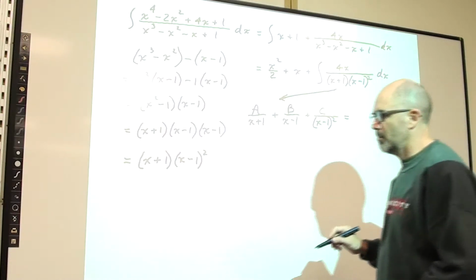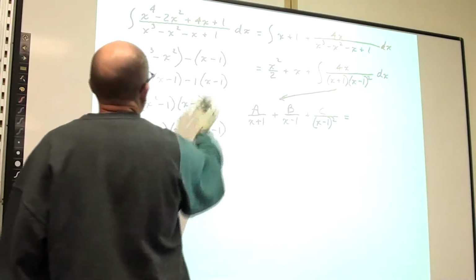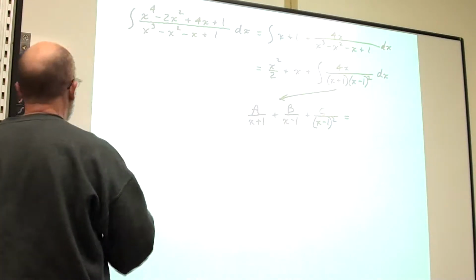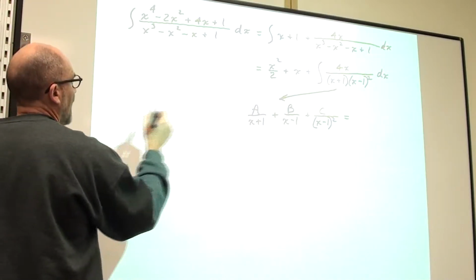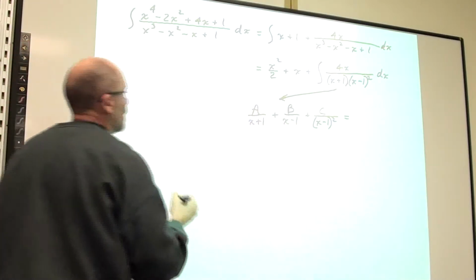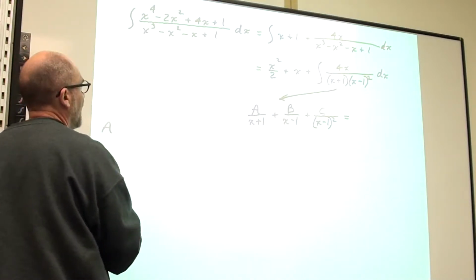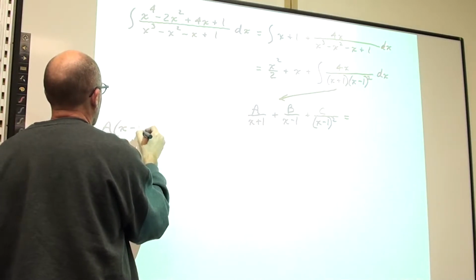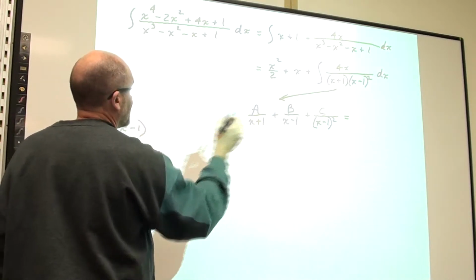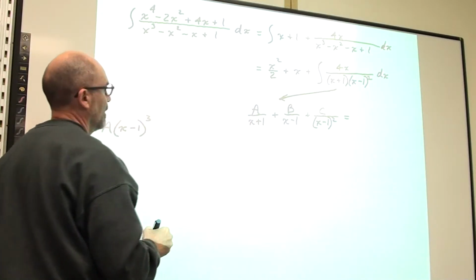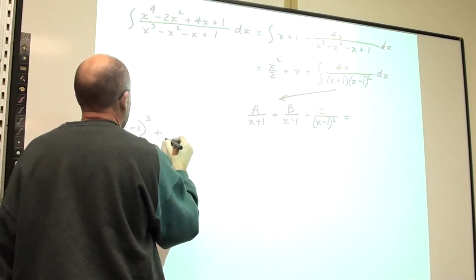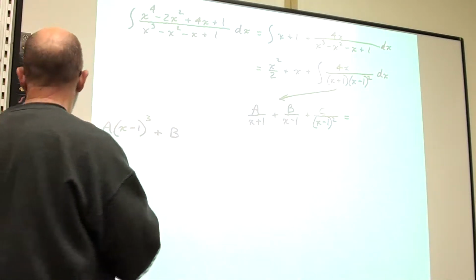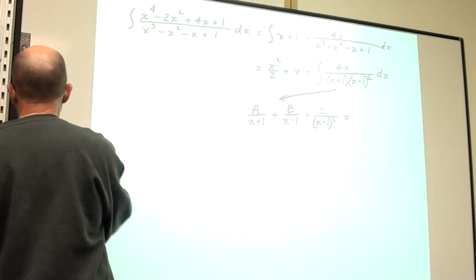So let's make some room here. So we've got a times what's missing under a. So a times x minus 1 times x minus 1 quantity squared plus b, wait a minute, cut, take two, I just messed up.